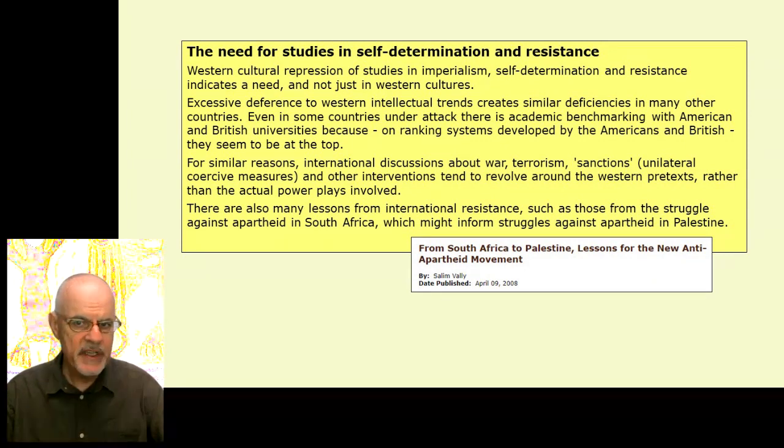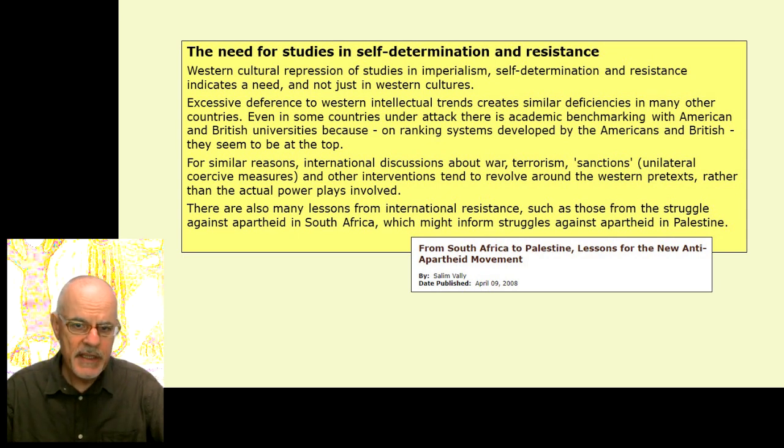Even in some countries under attack, there's academic benchmarking with American, British universities, because on the ranking systems developed by the Americans and the British, they seem to be at the top. For similar reasons, international discussions about war, terrorism, sanctions, which are better called unilateral coercive measures, and other interventions tend to revolve around the Western pretexts rather than the actual power plays involved, let alone the study of the resistance strategies to deal with those interventions.